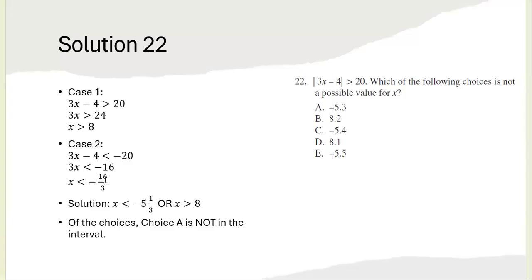What's negative 16 over 3 as a mixed number? That's 5 and 1/3, so minus 5.3333 repeating. So which one is not in these intervals? A is just missing the cutoff because it needs to be x less than minus 5.33333. This is bigger. So choice A.